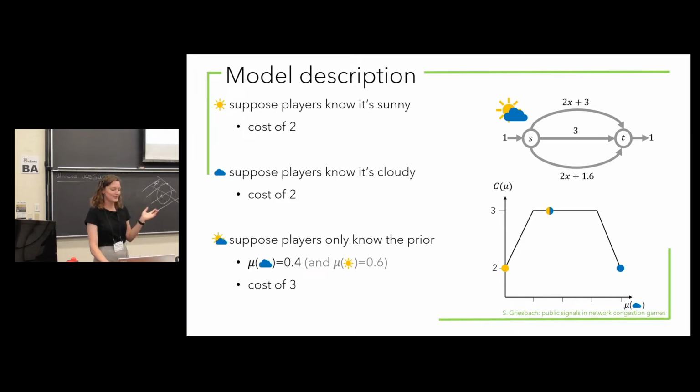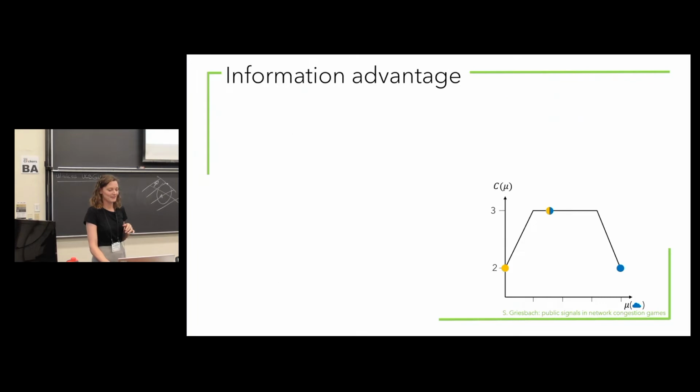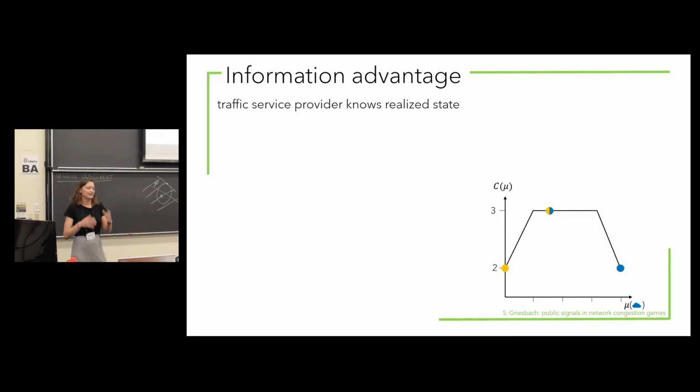However, what we are actually doing is information design. Why is it called information design? Because there's somebody in our model who has an information advantage, and in this case, this is a traffic service provider. If we're not looking at sunny and bad weather, but at rush hour or a traffic jam or anything else, then we could imagine this traffic service provider is Google Maps or TomTom, and they have all the data. They know for sure which state is actually realized. So now the question is, what do they do with their information?